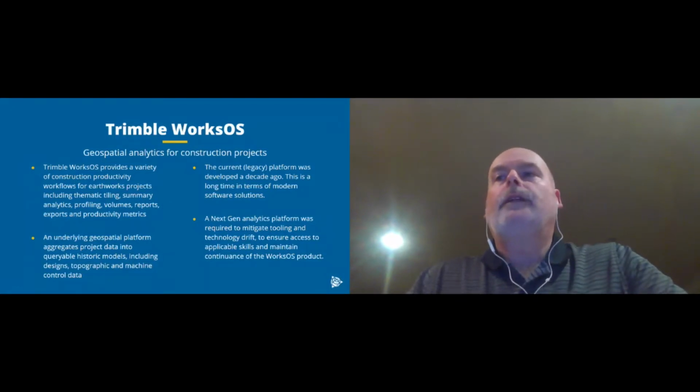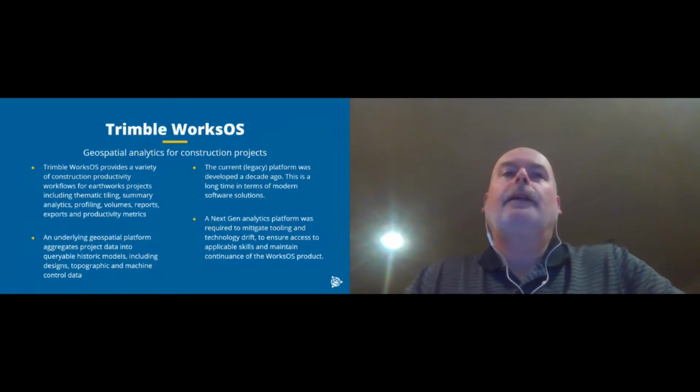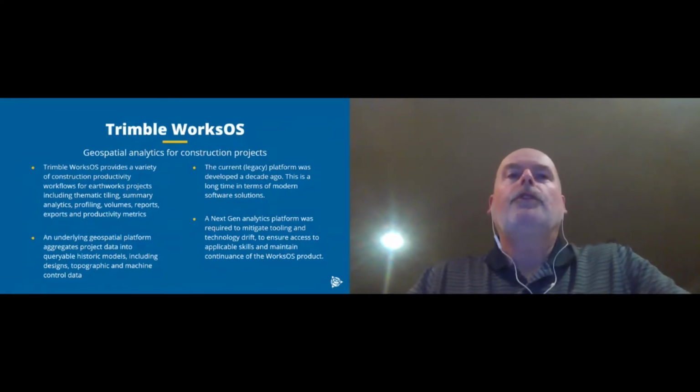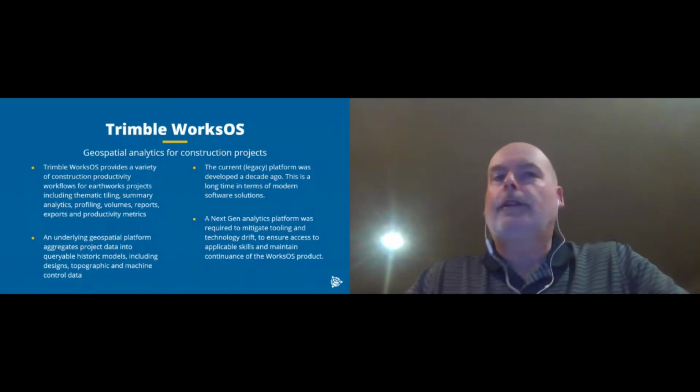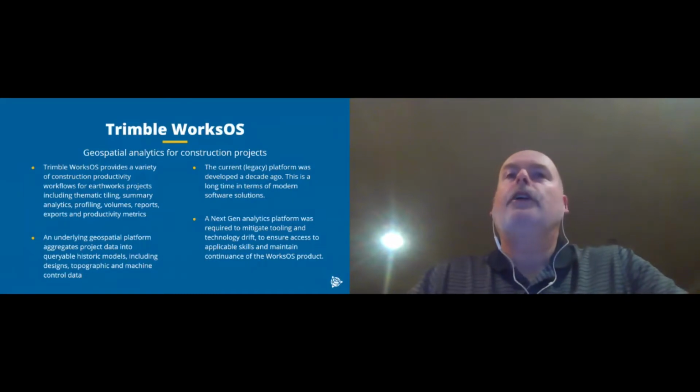What is supporting those workflows in terms of capability is a geospatial platform that aggregates all these sources of project data into what are called queryable historic models. And they include all of these designs, topographic, and machine control data that I've previously mentioned.